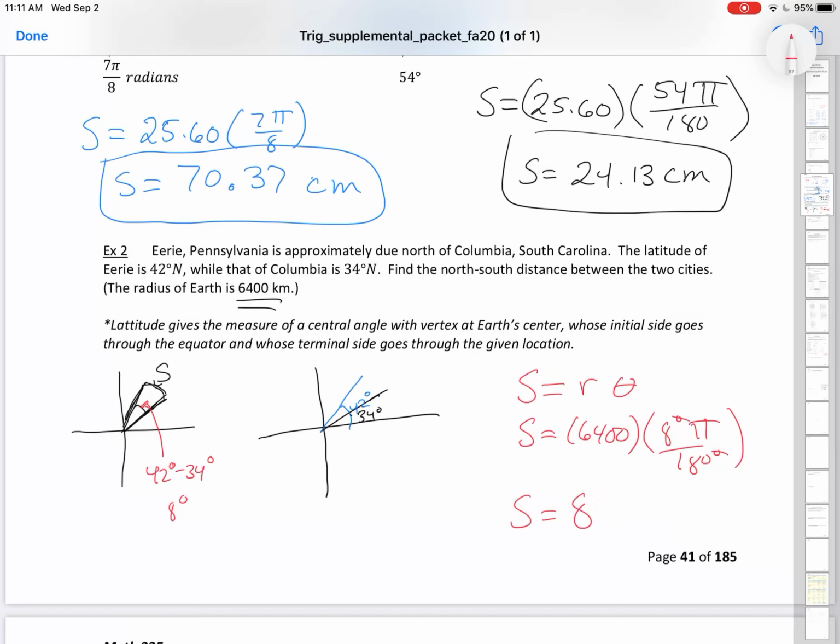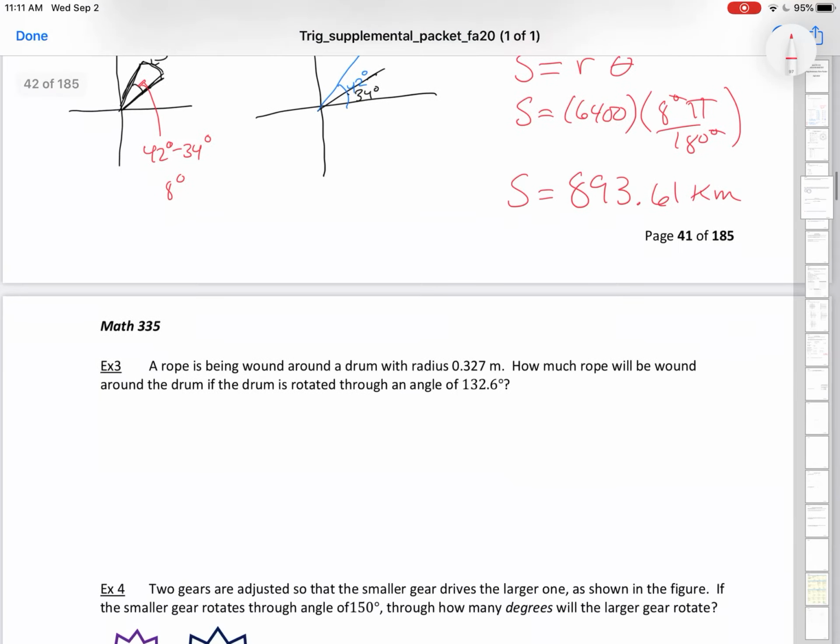I'm going to find out that they're 893. And do they tell me how to round? They don't tell me how to round, so I'll just do the same as what we did last time. And I'm looking at 0.608. So I'm going to do 0.61 of a kilometer. So 893.61 kilometers is how far those two cities are away from each other from a straight north-south distance.